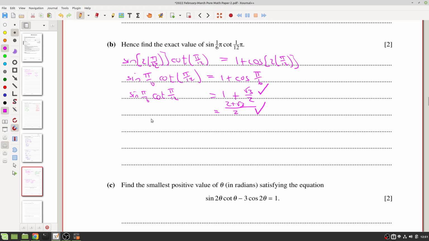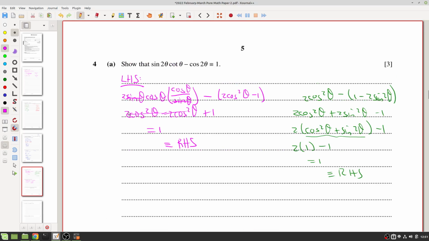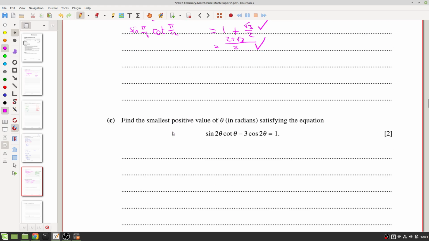We could also use some of the previous answers here, but let's start this one from scratch. Or almost from scratch. I'm going to say that sine 2 theta cot theta, this part, just simplifies to 2 cos squared theta. So this part is 2 cos squared theta, and then minus 3 cos 2 theta. So cos 2 theta, again, I'm going to do the 2 cos squared theta minus 1 thing.